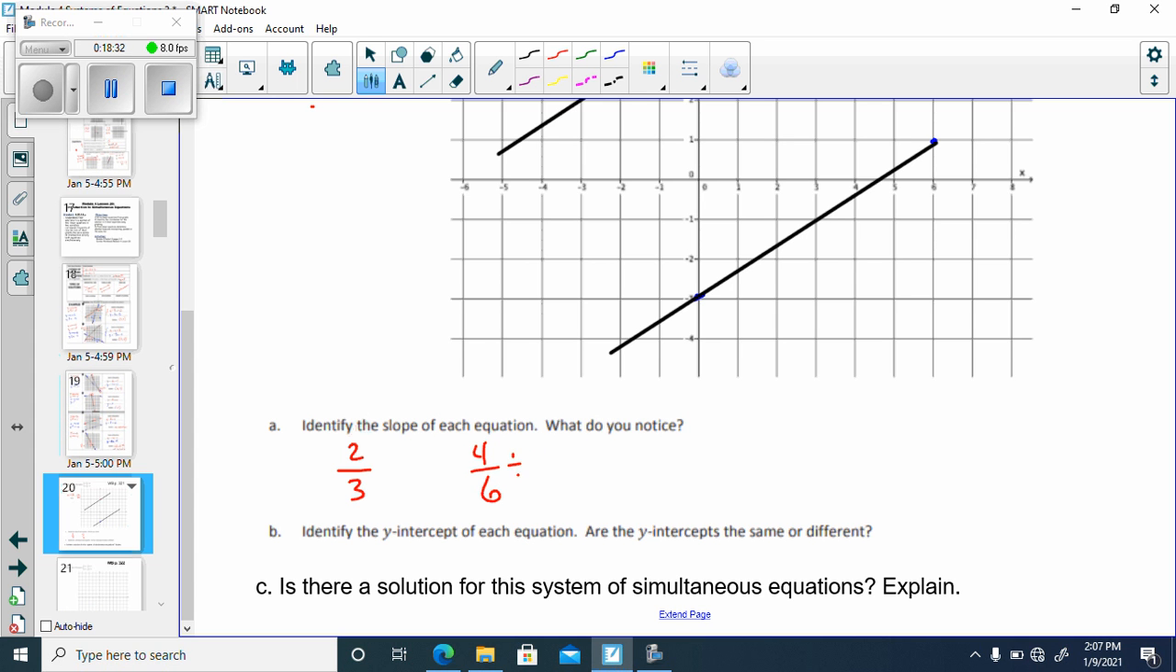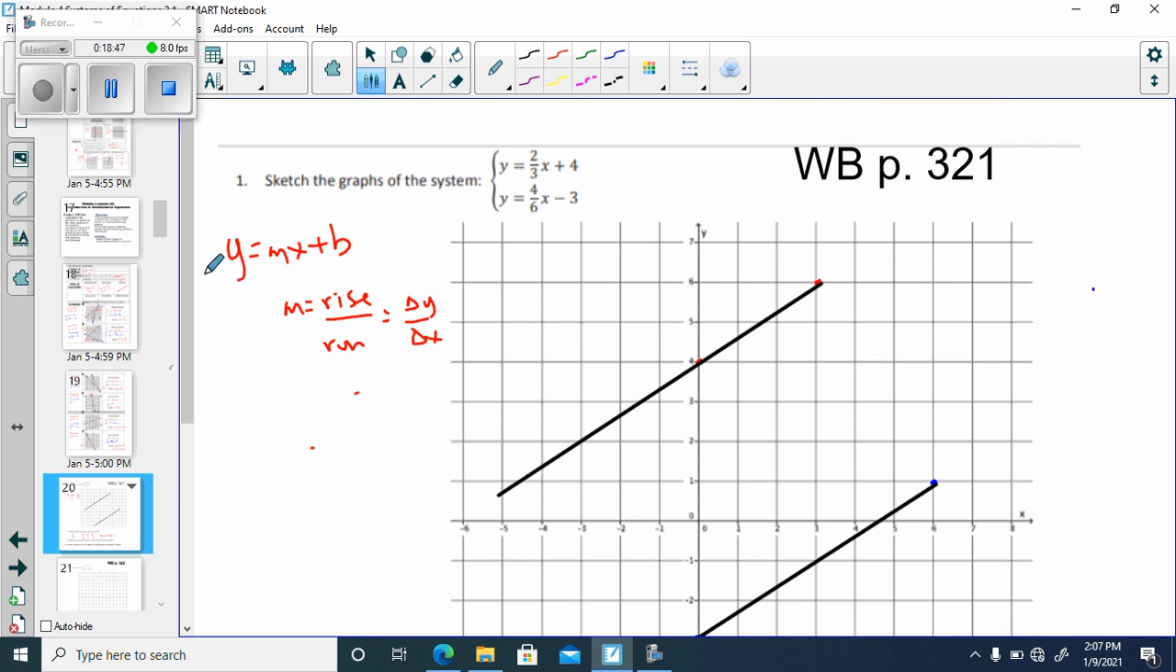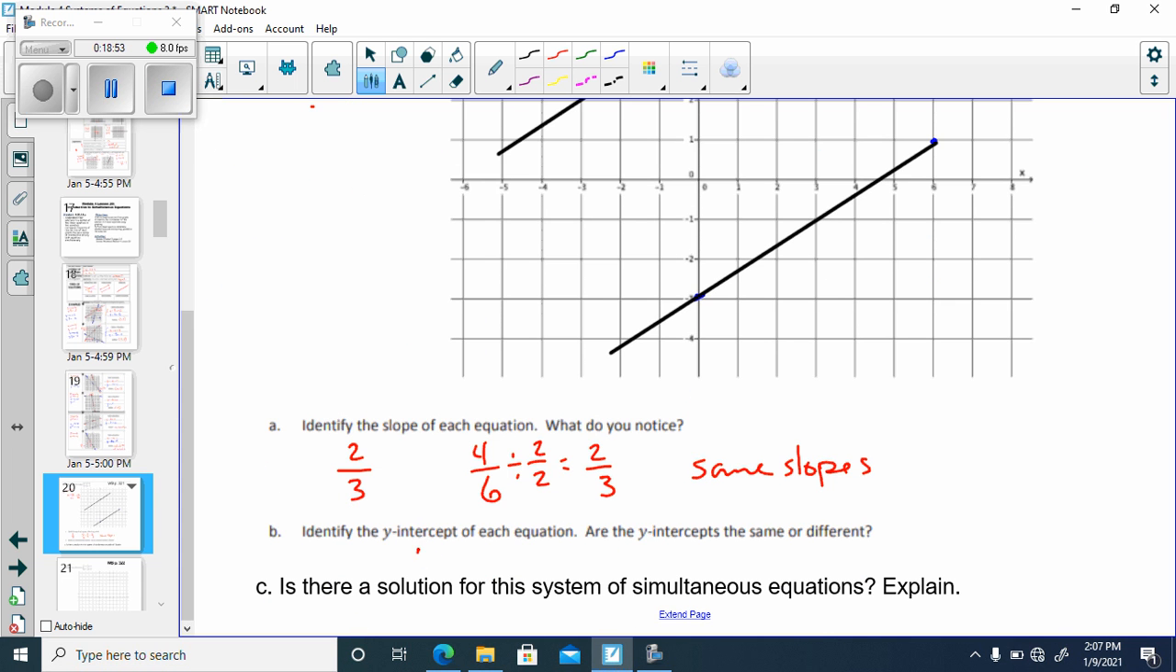But let's reduce 4/6 by 2 over 2, which gives me 2/3. What do you notice? Same slopes. Identify the y-intercept. Well, the y-intercepts were 4 and negative 3, right? 4, negative 3. Are the y-intercepts the same or different? They're different.